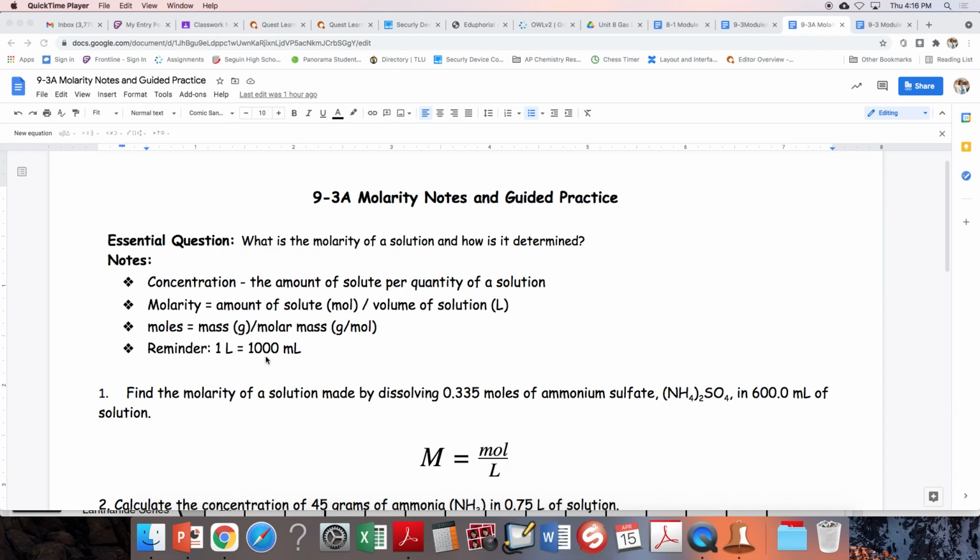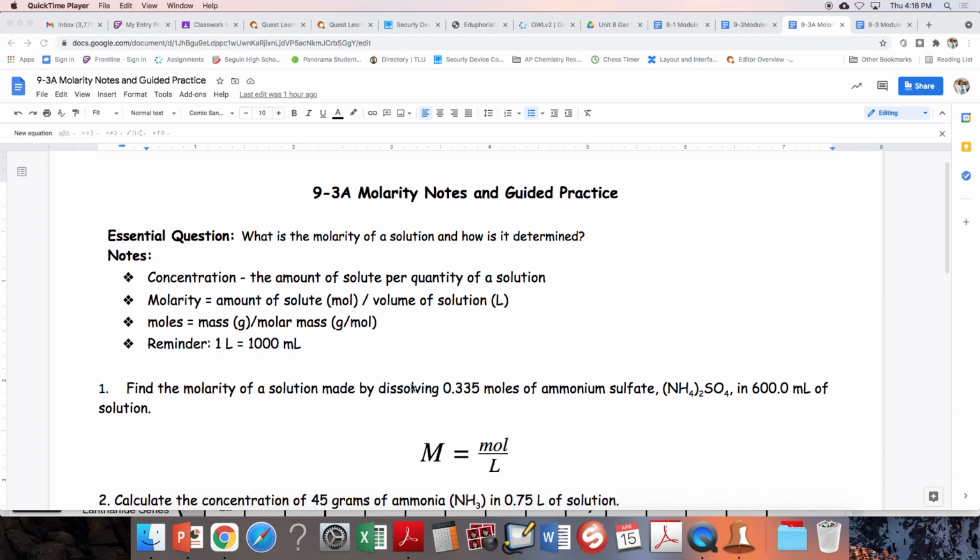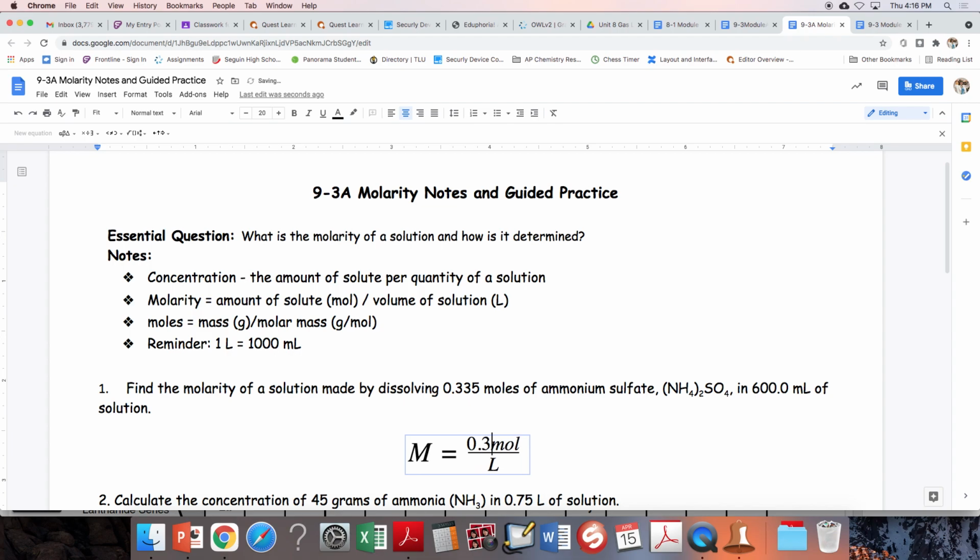So to calculate a molarity at its most basic, find the molarity of a solution made by dissolving 0.335 moles of ammonium sulfate in 600 milliliters of solution. So the moles are easy. We know molarity is equal to moles over liters. So I'll put my moles up here. But they didn't give me liters.